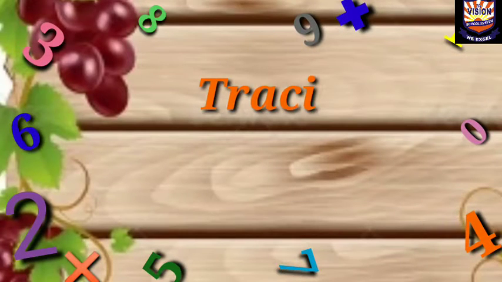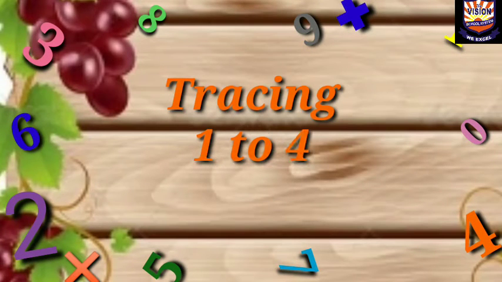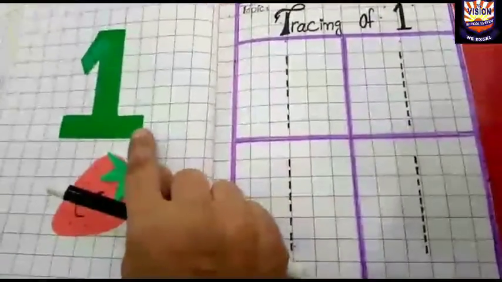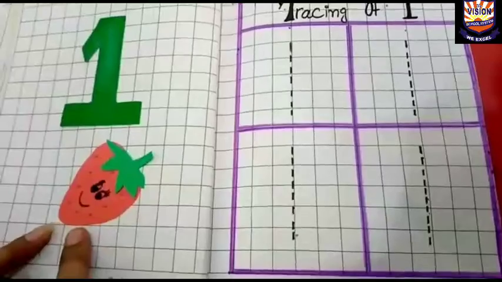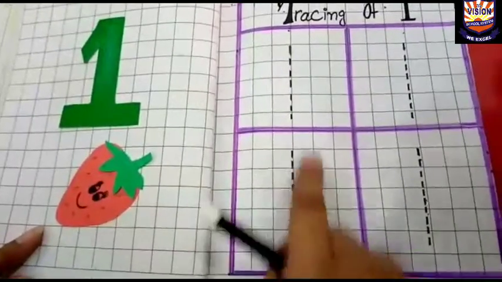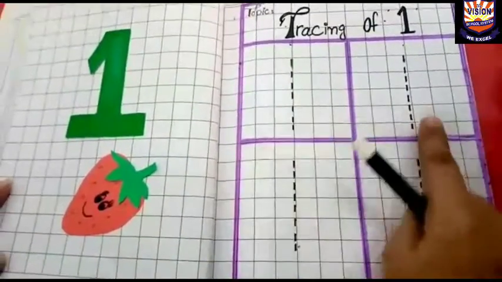Today we are going to learn tracing of numbers. Yes, tracing of numbers 1 to 4. Let's start. Here is number 1 and look at here. Here is strawberry. How many strawberries are here? Here is 1 strawberry. Look at here. Here is the tracing of number 1.